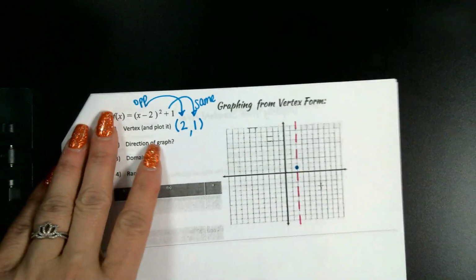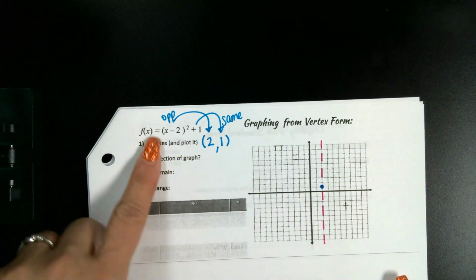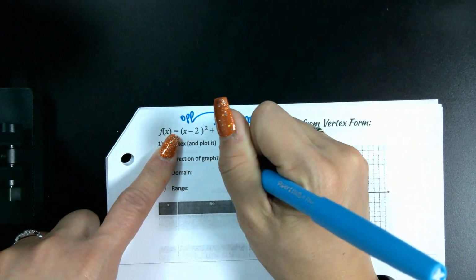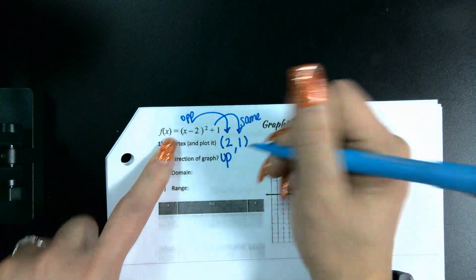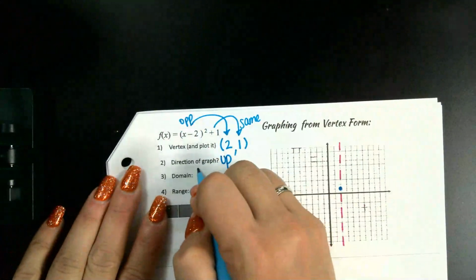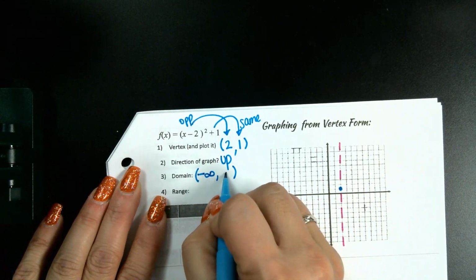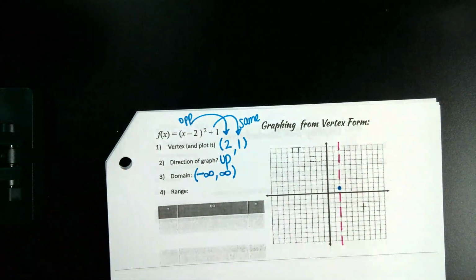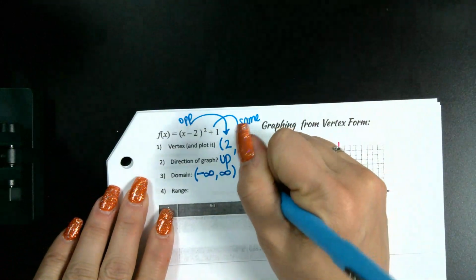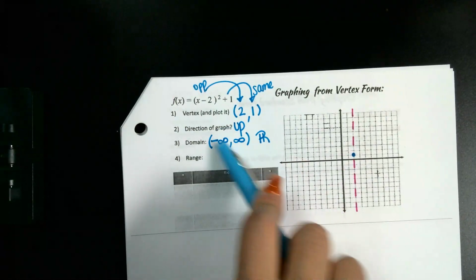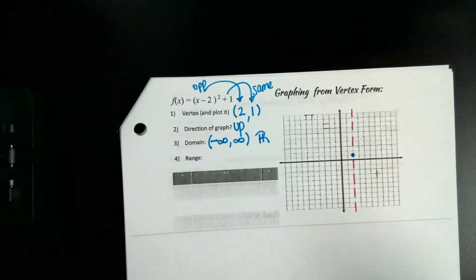All right, direction of the graph. If out front there's no symbol, it's positive, right? So it's going up. Domain, all real numbers. Yeah, we talked about it while you were gone. You don't have to do both. It's one or the other. I'd love for you guys to do this. They're just infinity symbols. It's not a big deal. Mine aren't that great either.